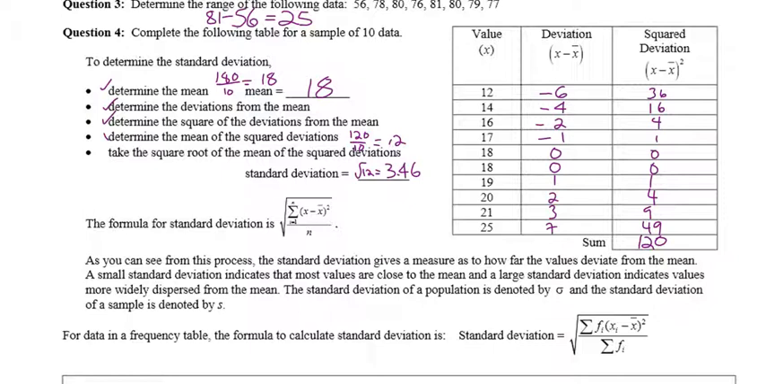The standard deviation of a population is denoted by what letter? It looks like a 5, but it's not a 5. It's sigma, a lowercase sigma. There's uppercase sigma and lowercase sigma. And the standard deviation of a sample is denoted by s. You will see them both on your calculator.